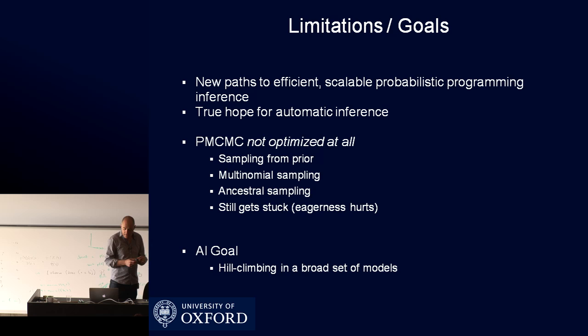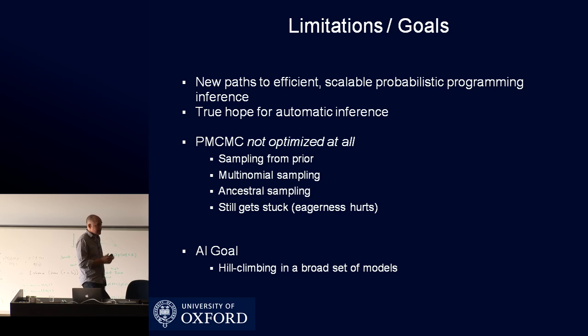I should point out that intentionally in the work that appeared at AI Stats and what I've been talking about, PMCMC is really actually not optimized at all. So in other words, there's lots of stuff left on the table. There's lots of low-hanging fruit. We're sampling from the prior. We're doing multinomial resampling. We're not doing ancestral resampling. And as a result, it still gets stuck sometimes. It doesn't mix always as well as it should. Eagerness really, really hurts if you establish all of your random variables right at the beginning of the program. Basically, all of the techniques suffer.